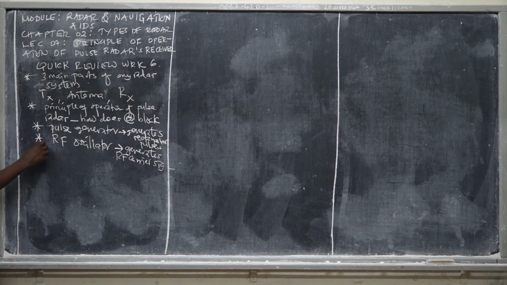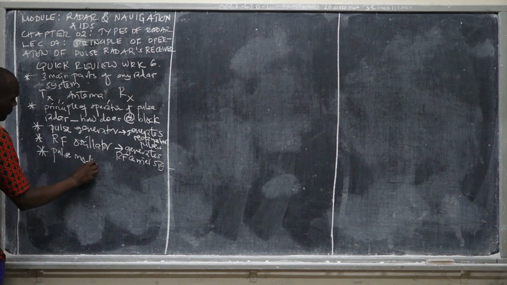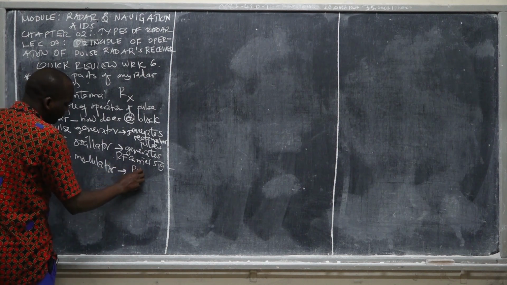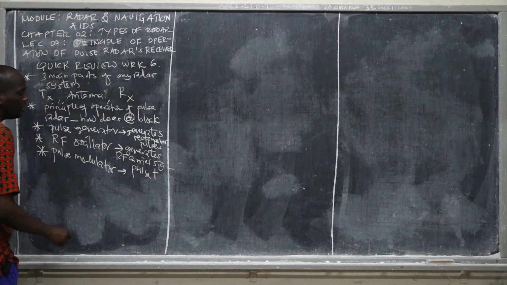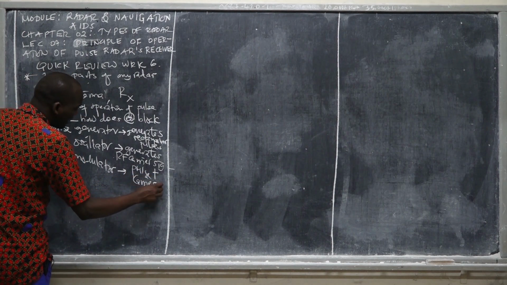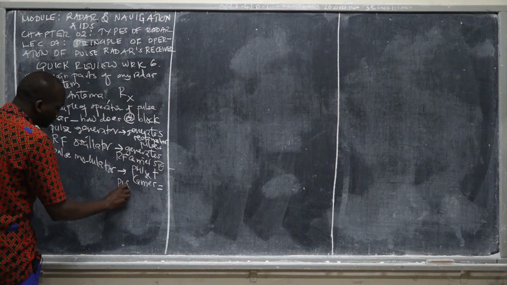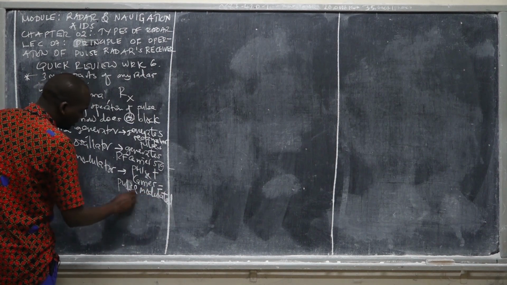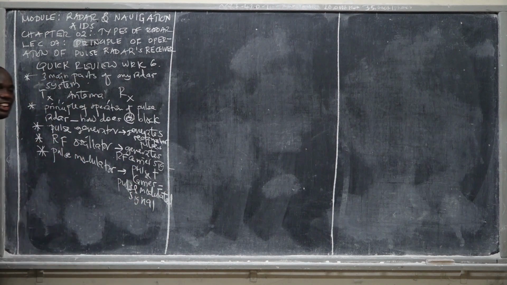Then the third block that we discussed is called what? Pulse modulator. This is a unit that combines the pulse as the information signal plus the carrier signal. And then the result is what we call the pulse modulated signal. You just apply mathematics in learning telecommunication engineering. So pulse as the information signal plus carrier signal, you get a pulse modulated what? Signal. Simple like that.